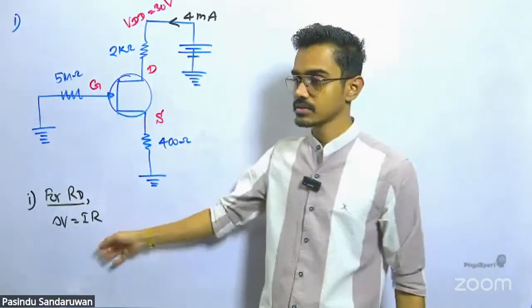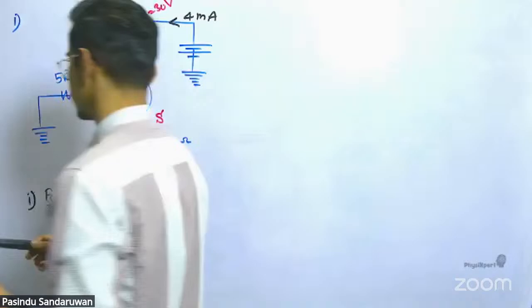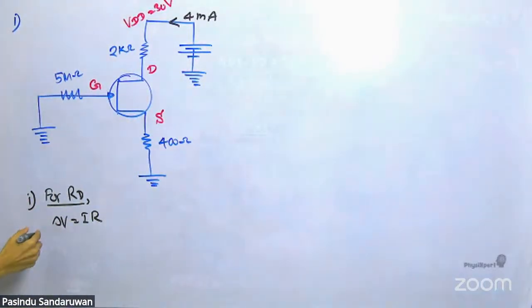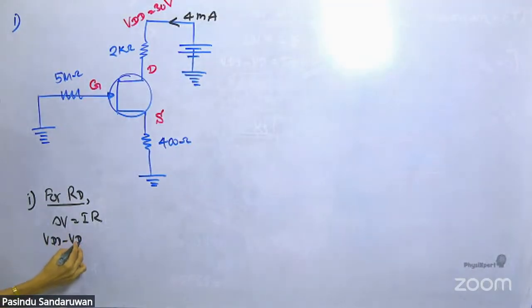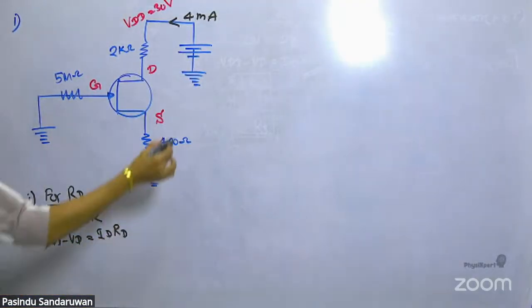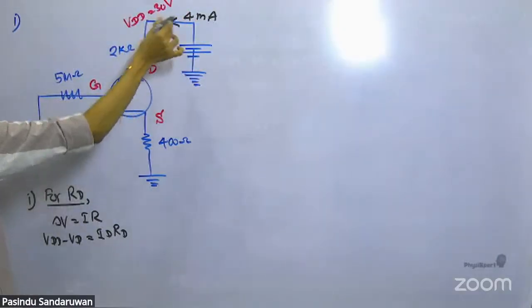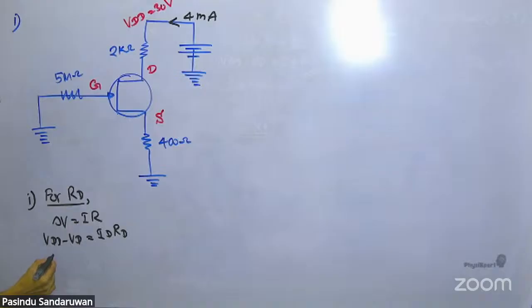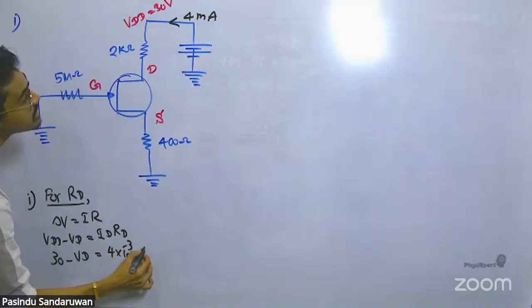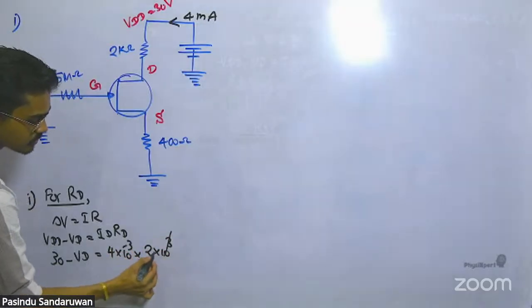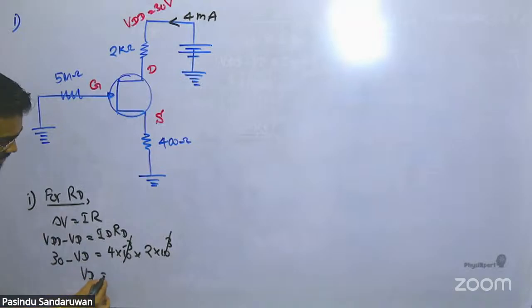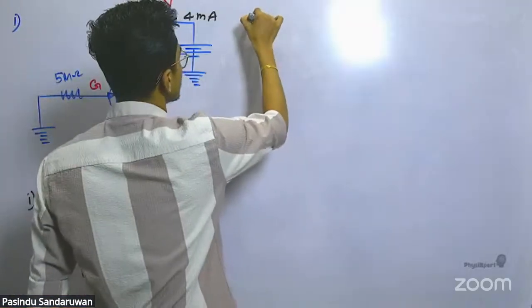What about VD? First one, VD. Very straightforward. For the Arduino, VDD minus VD. First, write this equation this way before you substitute values. VDD minus VD equals ID RD. This 4 milliamperes flows through this, which means ID is 4 milliamperes. VDD is given 30. Then 30 minus VD equals 4 times 10 to the power minus 3 times RD, 2 kilo ohms, 2 times 10 to the power 3. These cancel off, 8, which means VD equals 22 volts. Then part 2.